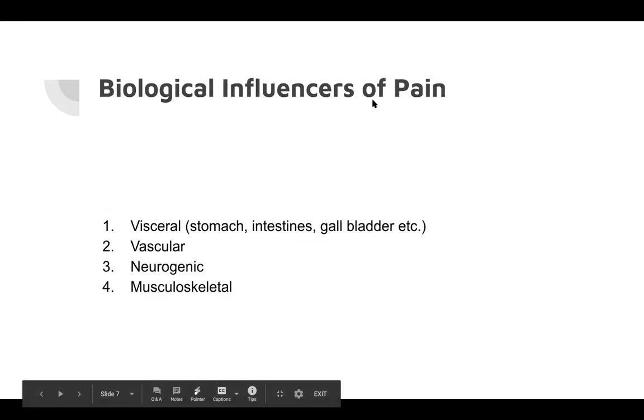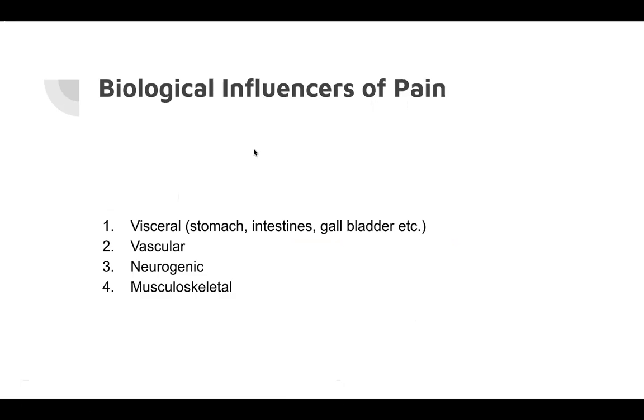So, biological influencers of pain. Biological influencers can be visceral, say one of the organs: stomach, intestine, gallbladder. You can have, say, a laceration in the intestines, or you could have a tumor in one of these areas, or some other kind of dysfunction. Vascular, that's our blood supply. Neurogenic, involving the nerves, and then musculoskeletal, which most of you know is bones, ligaments, joints, muscles, fascia, tendons. So all of that falls into musculoskeletal. If there's any kind of impairment, that would be categorized as biological.